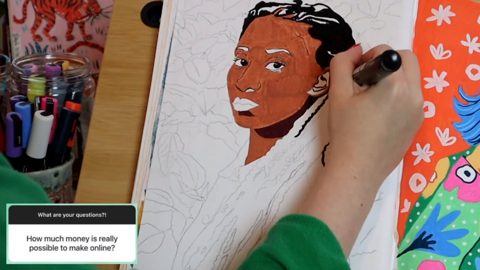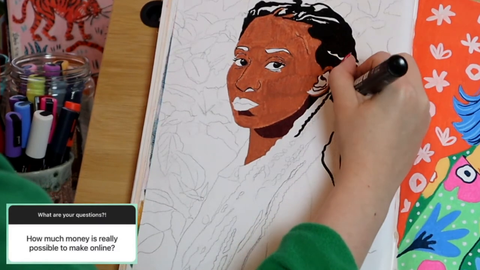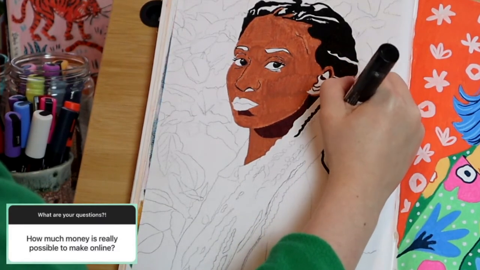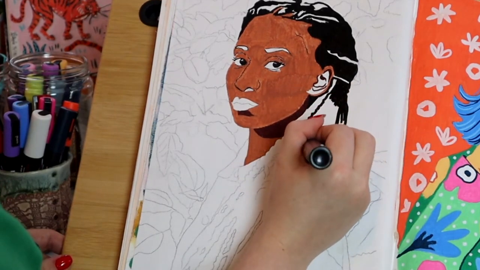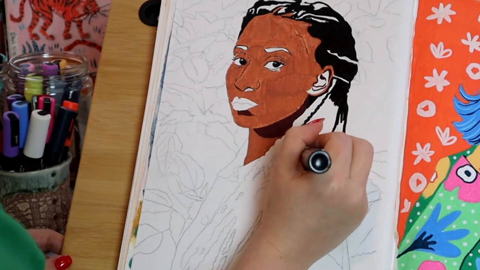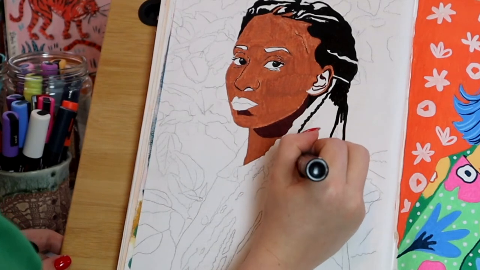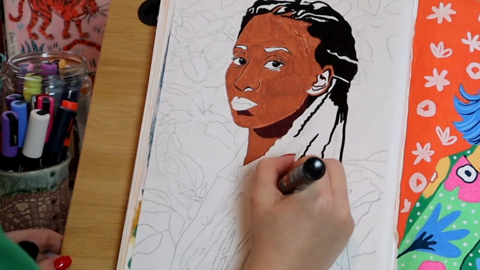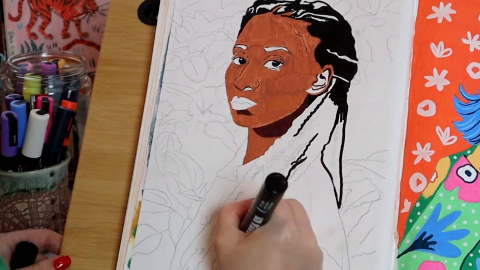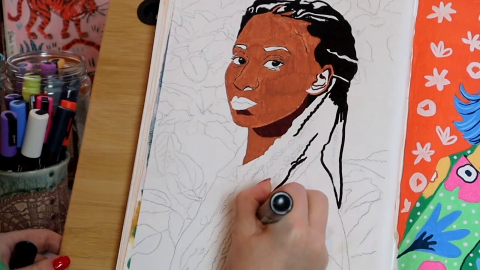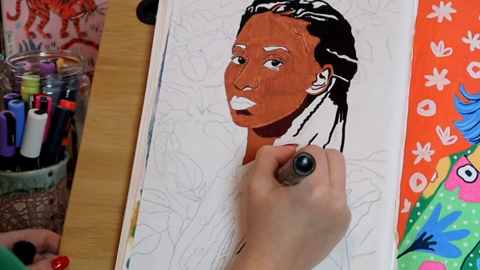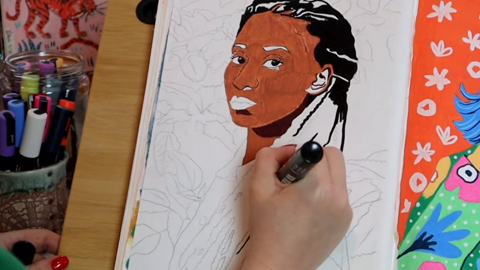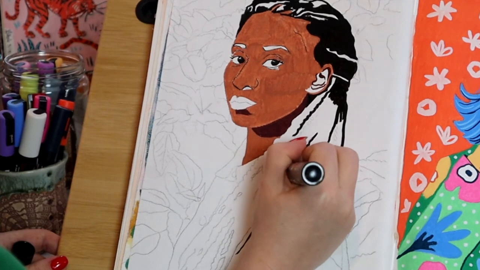How much money is really possible to make online? Guys, I love this question because we can go deep with it, okay? So if you've posted maybe 3 or 4 designs online, or maybe more than that, and they're not selling, it's really easy to get discouraged. You might feel like it's not worth it. The online marketplace is too saturated. It's too competitive. It's not working.